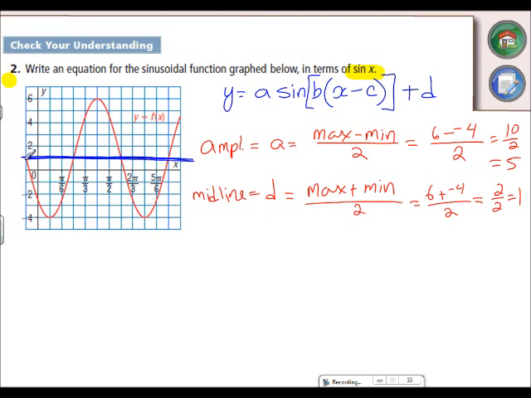Now, let's go to our B value. In order to find our B value is from your 2 pi divided by the period. Or 360 divided by period in your degrees. So 2 pi divided by the period. Well, we've got to figure out what the period is. The period is, again, from max to max, min to min, someplace to where it repeats. I'm going to use the minimum to the minimum value.